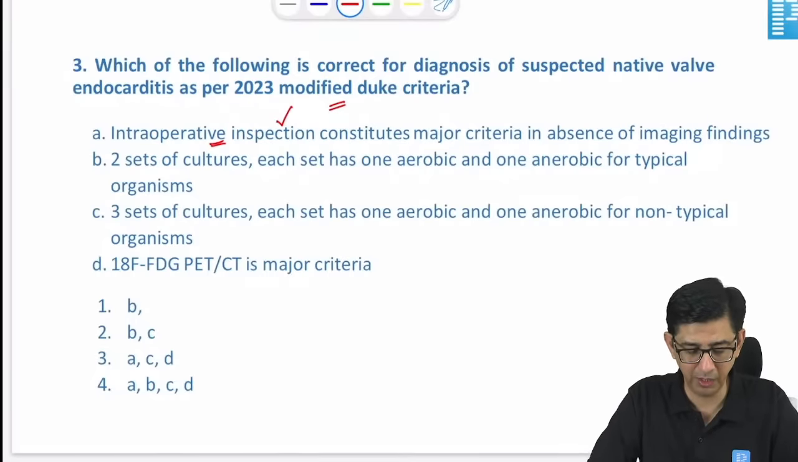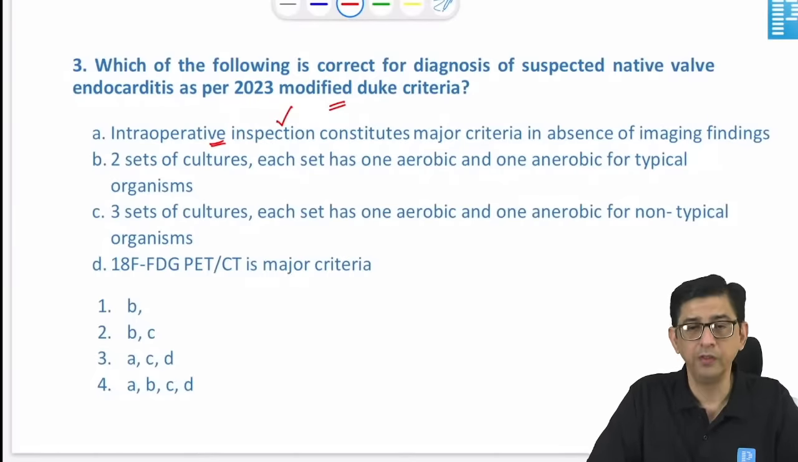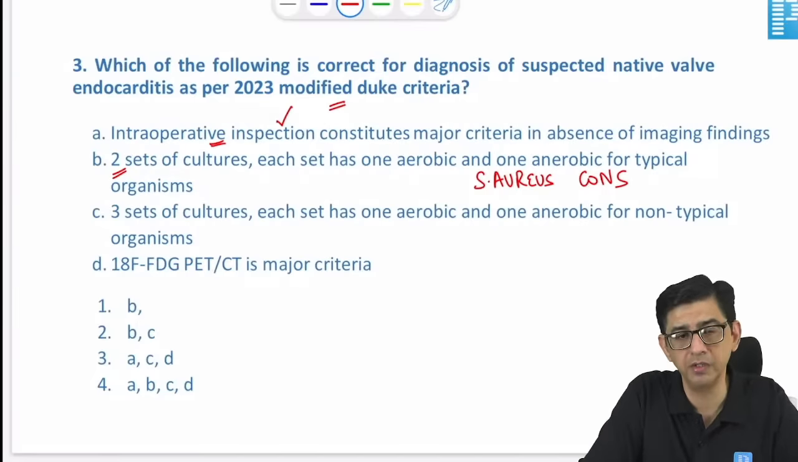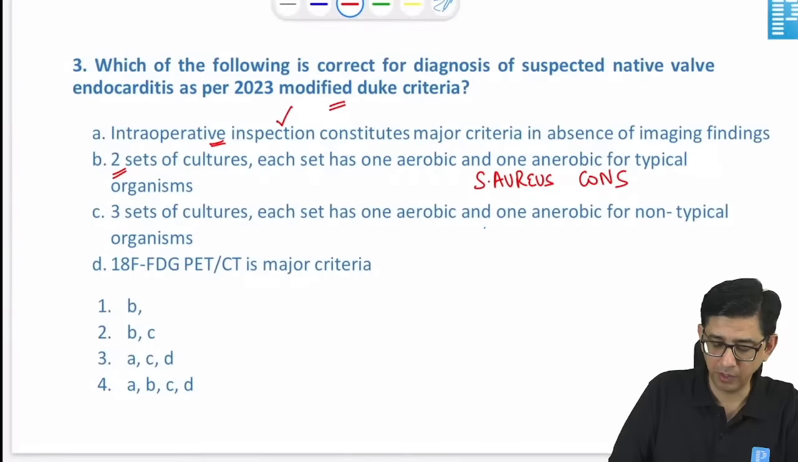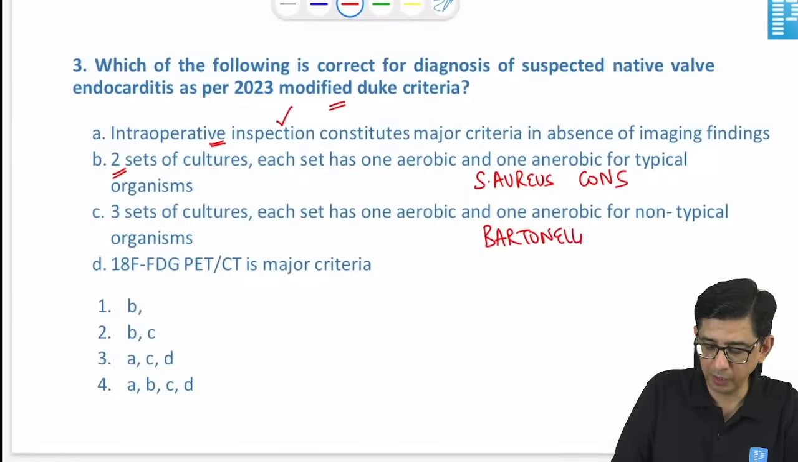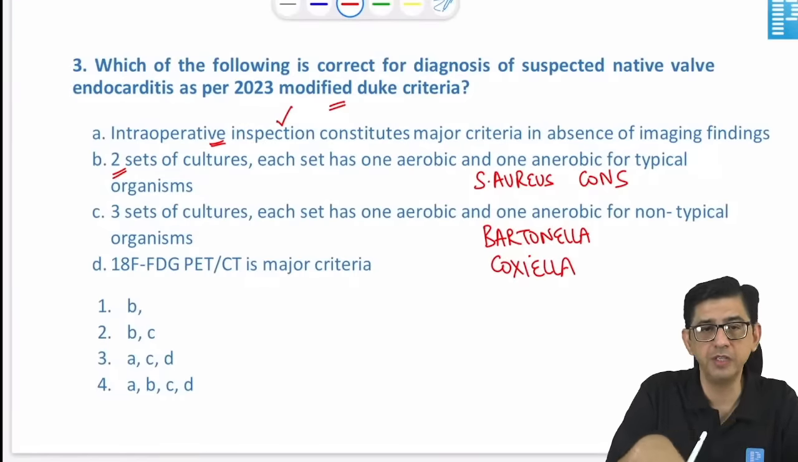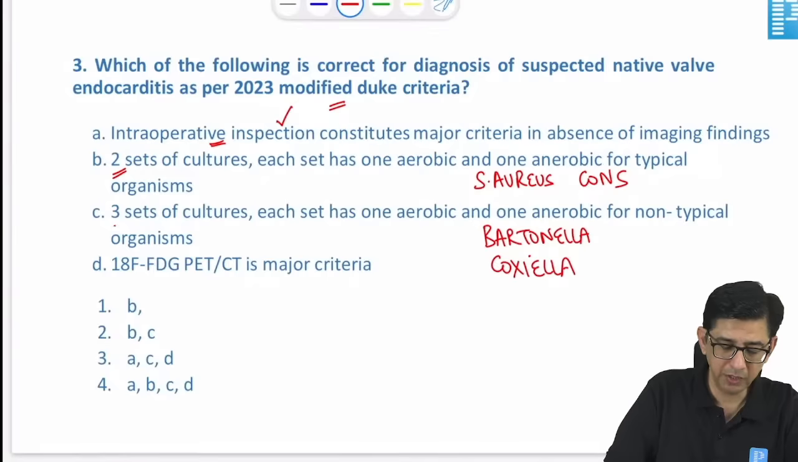So option A is a correct statement. For typical organisms, for example Staph aureus or coagulase negative staphylococcus, we always require two sets of blood cultures. But for atypical organisms like Bartonella or Coxsackie, he's still saying that you need three sets of cultures. So both B and C are correct, guys.